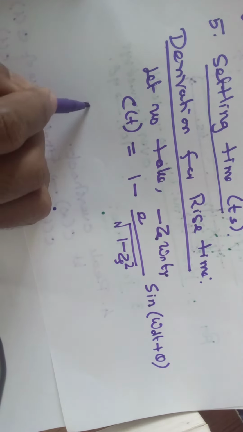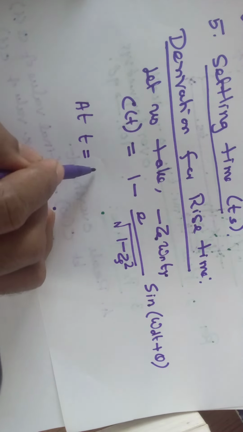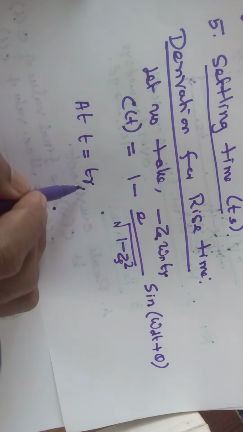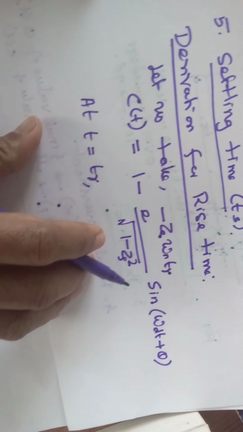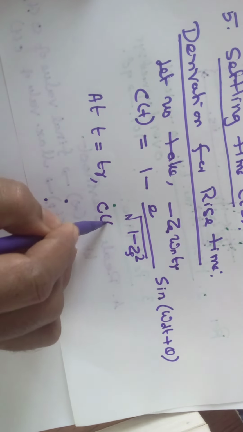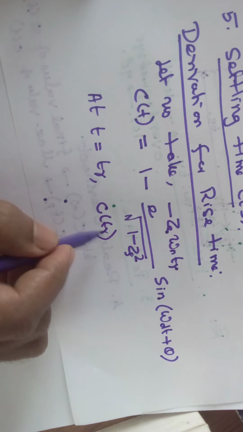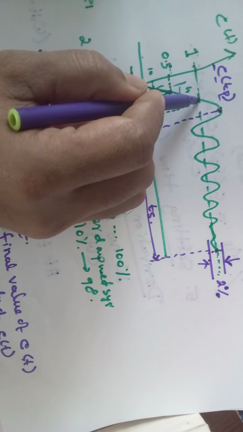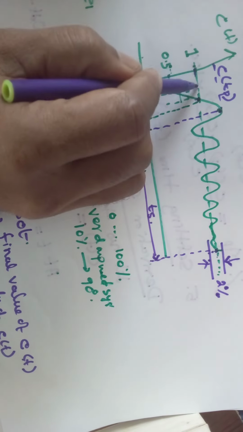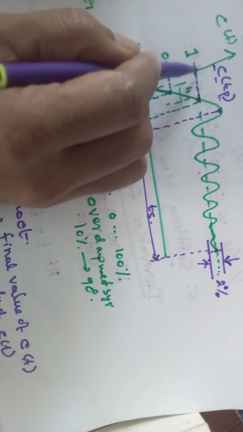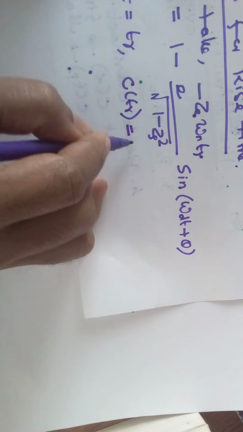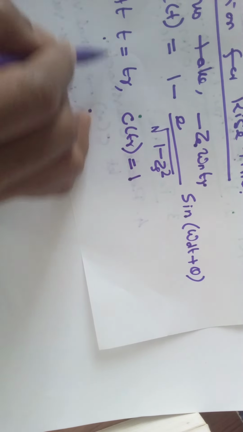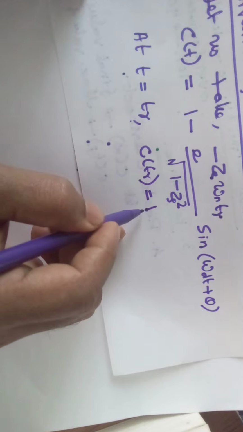Understood? So at time t equal to tr, which means the rise time, we can represent the response as C of tr. When it reaches its 100% response, you can see in this diagram, the value of the response at this point is equal to 1. Therefore we can write C of tr is equal to 1.